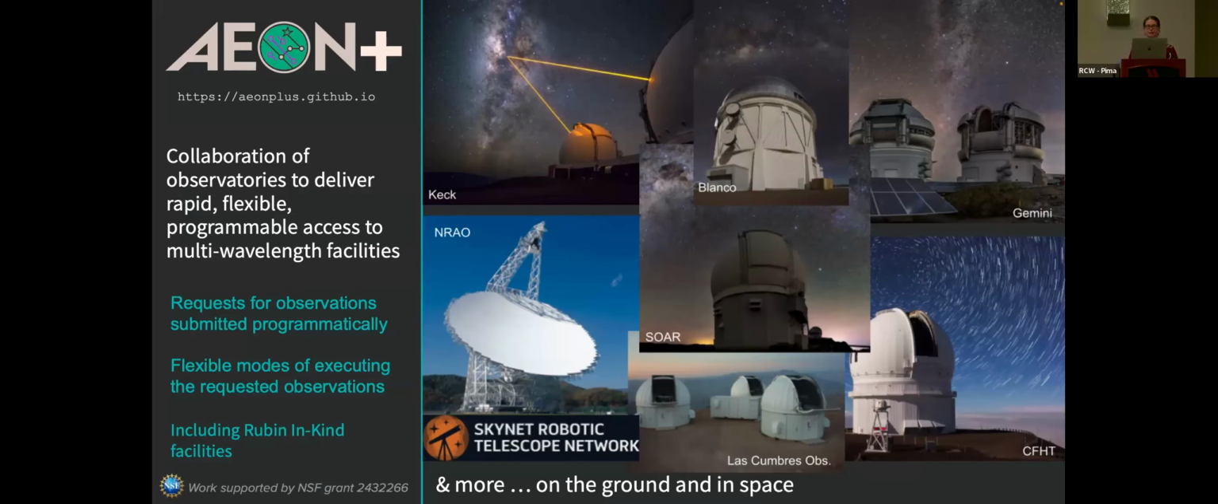This network has recently expanded to welcome a number of new collaborators, including Keck, CFHT, the Skynet Robotic Telescope Network, and also we welcome the National Radio Astronomy Observatory. So we're looking forward to the future to making this truly multi-wavelength. We also work very closely with the Rubin in-kind facilities.